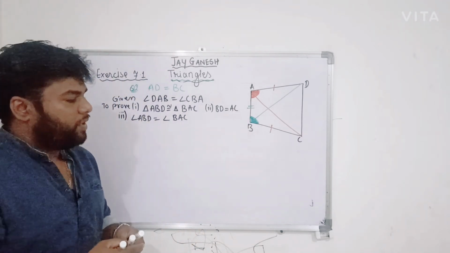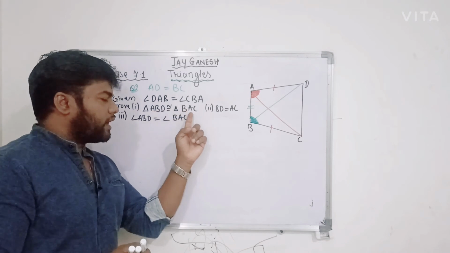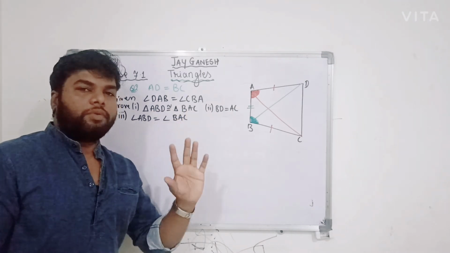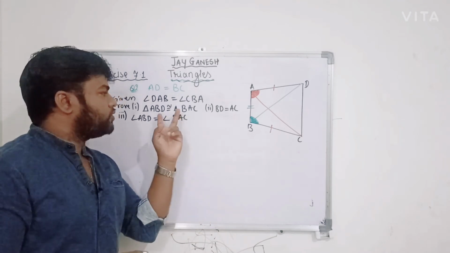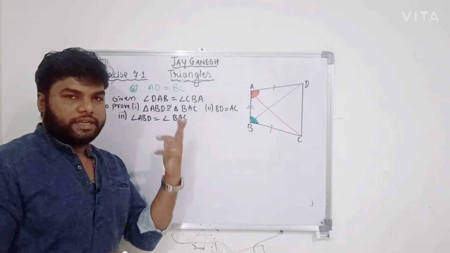So it's very simple, this question. 3 things they have asked. Prove that these two triangles are congruent. BD equals AC, angle ABD equals angle BAC. इन सबका एक ही solution है. Just prove that these two triangles are congruent. By CPCT, this is equal, this is equal. Let us see.